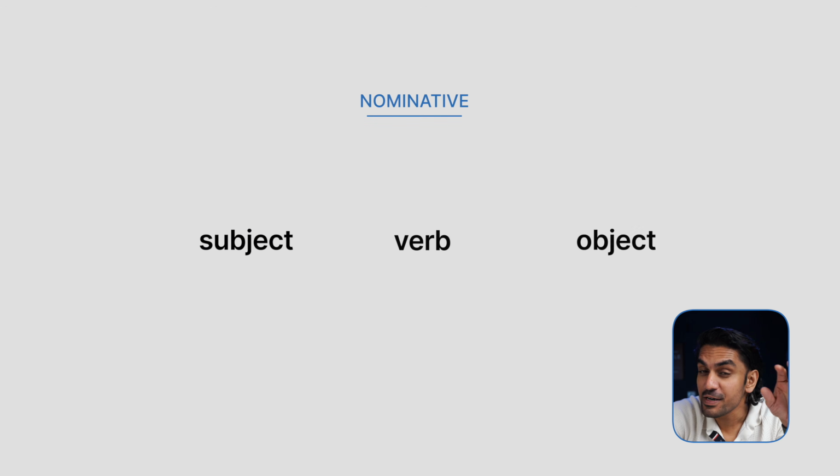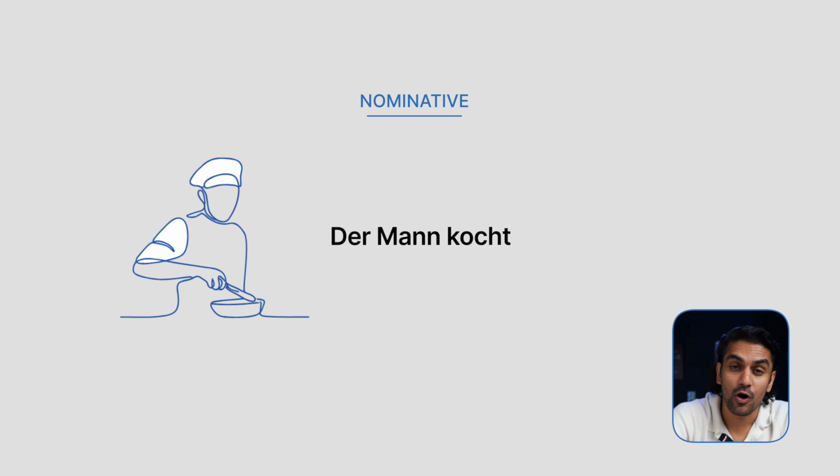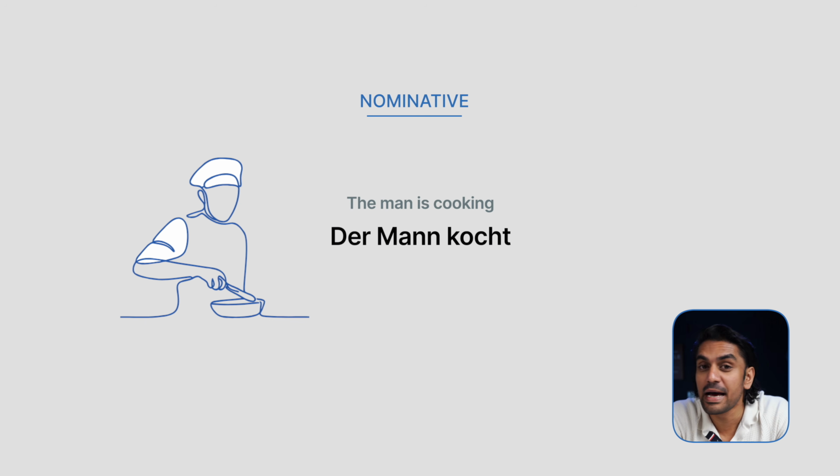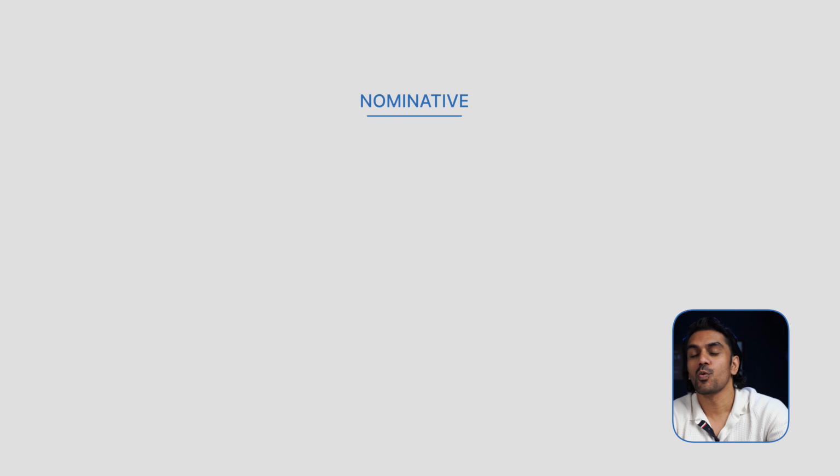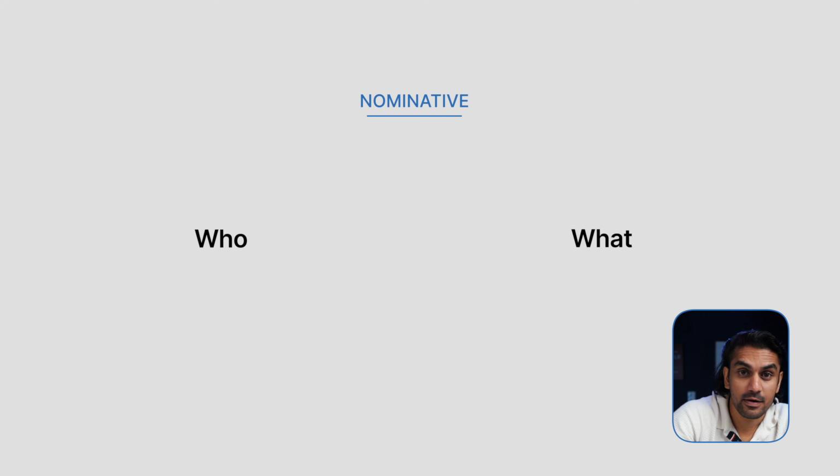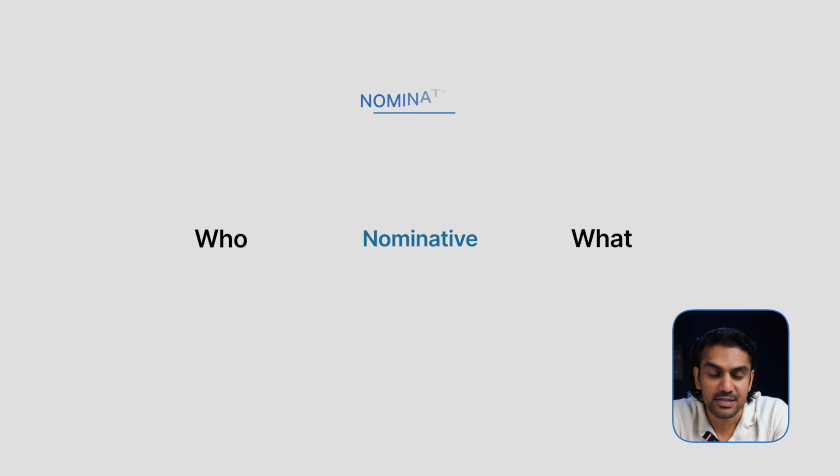Nominative case. This one is easy. It's used for the subject doing the action. The articles and pronouns we have seen so far were all in the nominative case. For example, der Mann kocht. The man cooks, or the man is cooking. Here, the man is the one doing the action of cooking something. So it's nominative. So whenever you see who or what is performing some action, that's nominative.